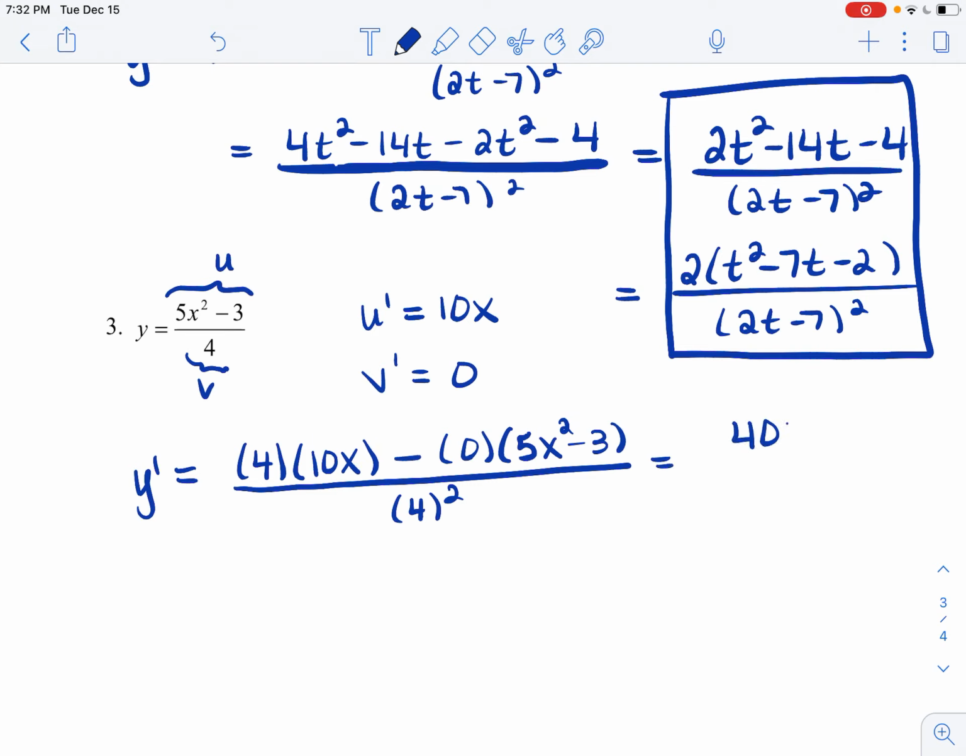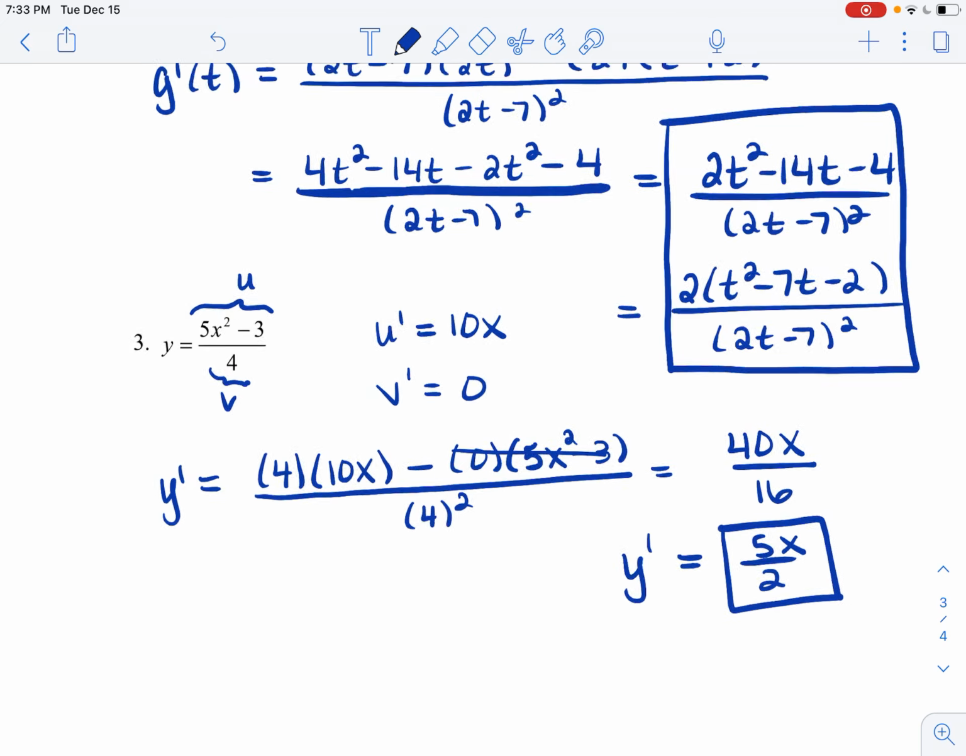So we end up with just a numerator here of 40x, 4 times 10x, because this becomes 0, over 16. And then I can simplify that. So let's reduce 40 over 16 is 5 over 2. You could leave the x in the numerator, put the x off to the side. Either way, that would be our simplified derivative for this function y.